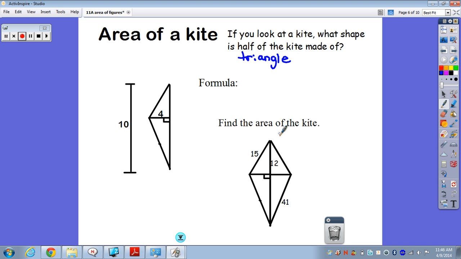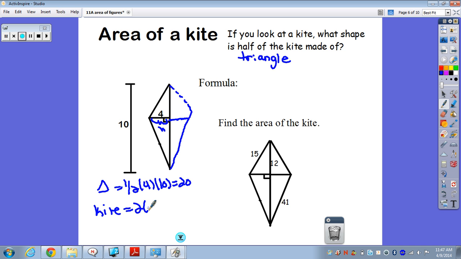So if you don't want to memorize the formula, what you could do, if I wanted the area, if I draw the other half of the kite in, is find the area of the triangle and multiply it by 2. So this 4 would be my height because it makes a right angle. And then that height is perpendicular to this length, which is 10. So the triangle's area would be 1/2 times 4 times 10, which will be 20. And then the kite's area would be 2 times that, which is 40.